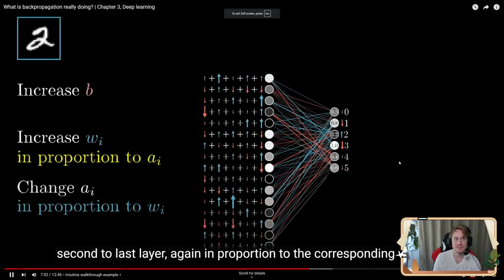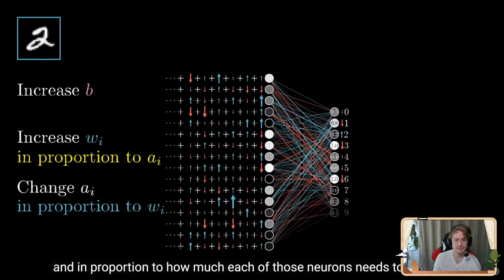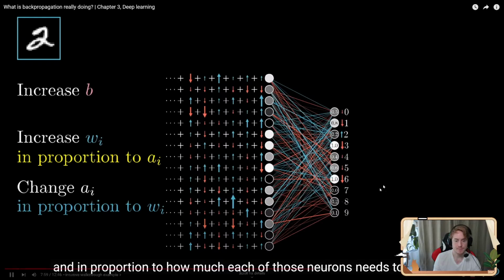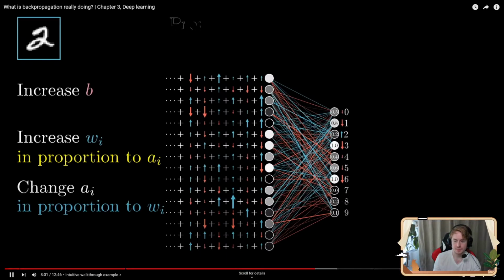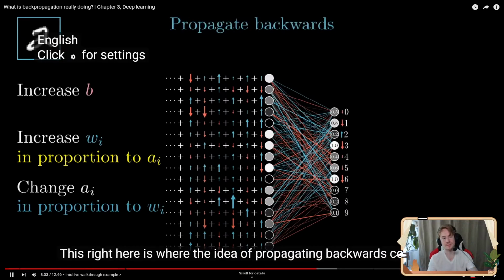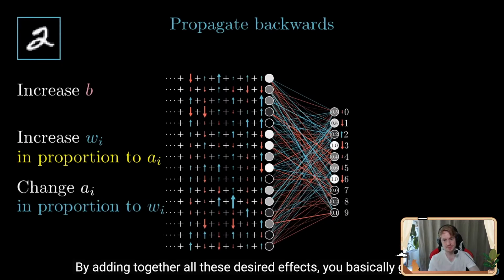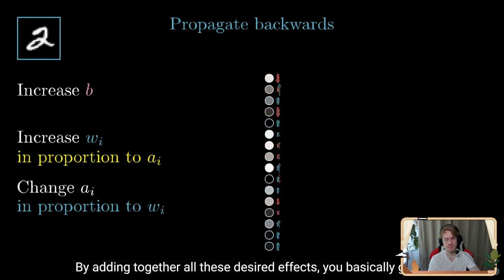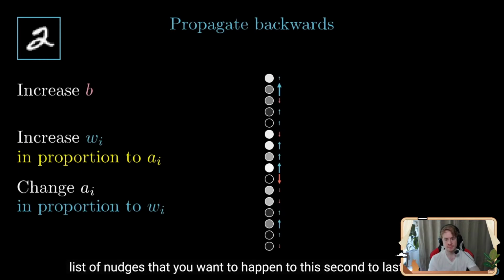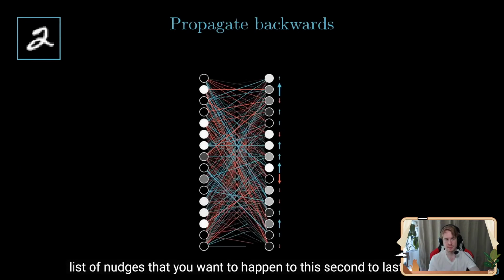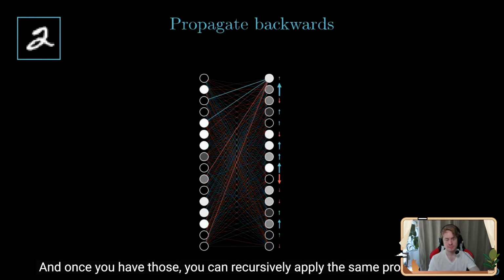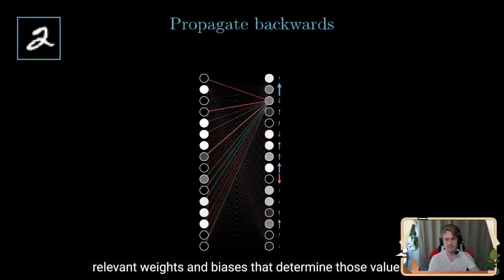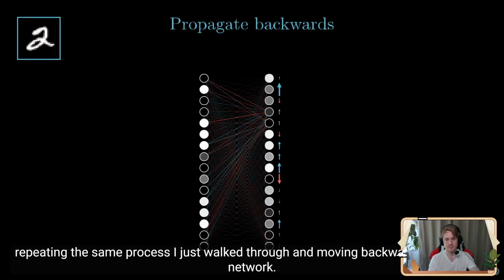This second to last layer. Again, in proportion to the corresponding weights, and in proportion to how much each of those neurons needs to change. This right here is where the idea of propagating backwards comes in. By adding together all these desired effects, you basically get a list of nudges that you want to happen to the second to last layer. And once you have those, you can recursively apply the same process to the relevant weights and biases that determine those values, repeating the same process I just walked through and moving backwards through the network.